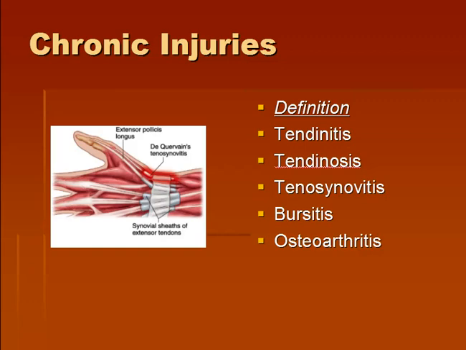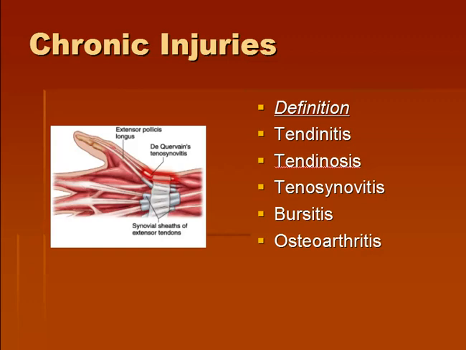Osis, the suffix, means abnormal condition, so it's more of a micro damage breakdown of the tendon. And that's important because it helps dictate how we treat that injury, not as an inflammatory injury, but as something different. And that's coming up on one of the slides.